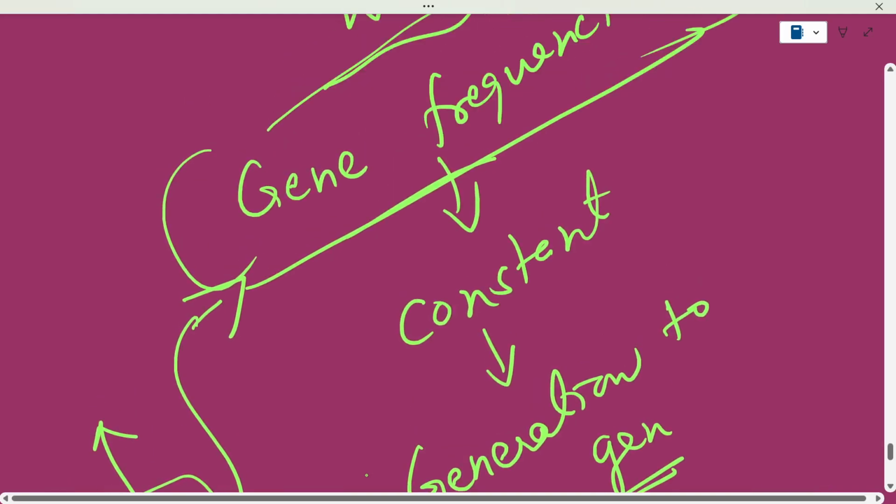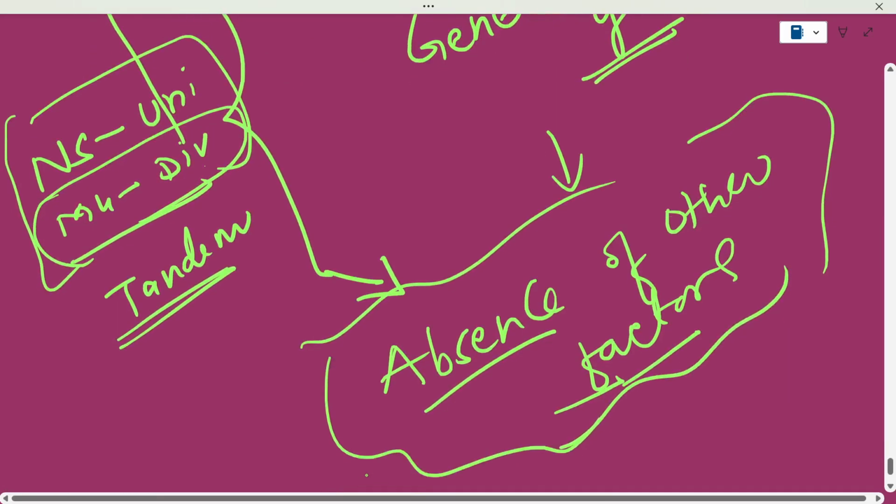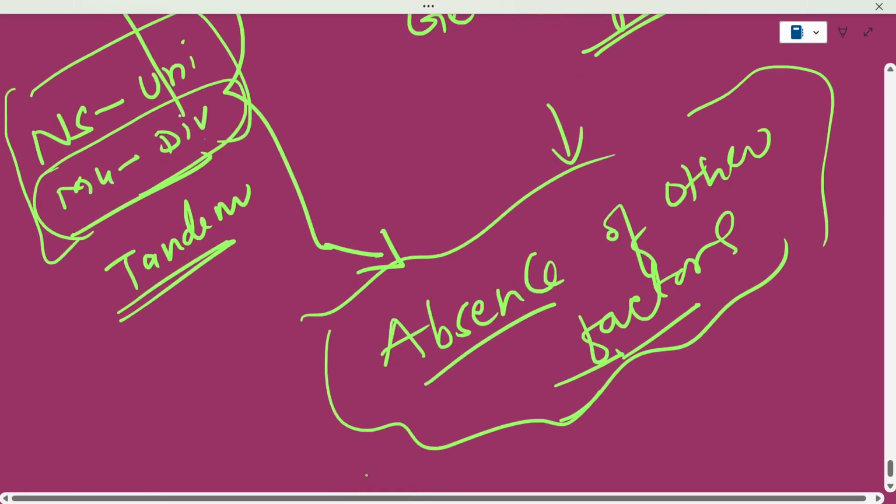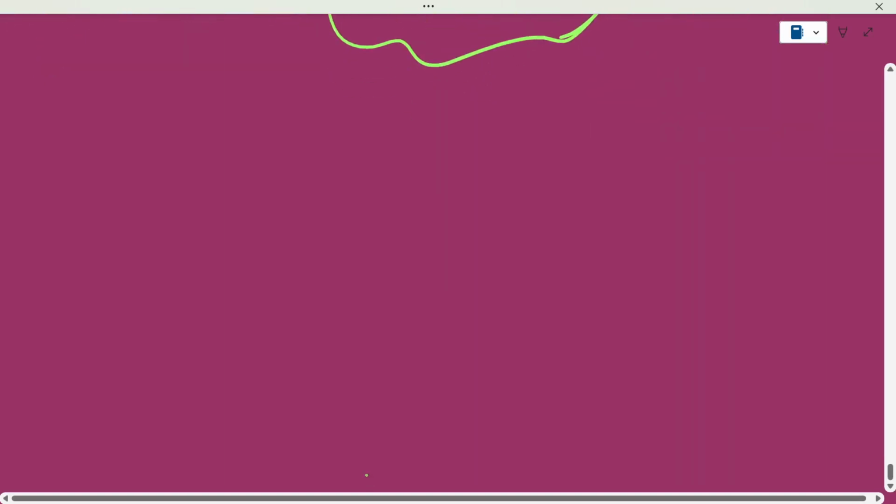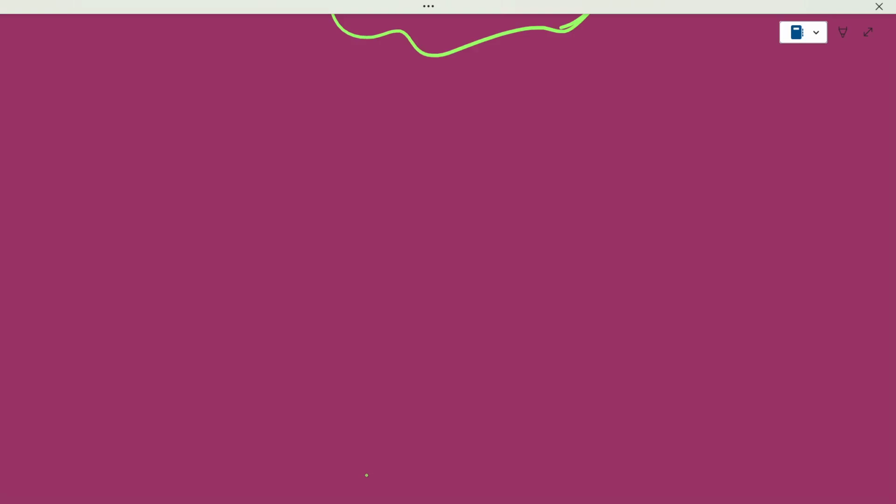The gene frequency will remain constant from generation to generation. Why? Because of the absence of other factors. फिर ये जो कांस्टेंट है ये कैसे रहेगी? तो वो ये है कि let's say there are two alleles on a single locus.